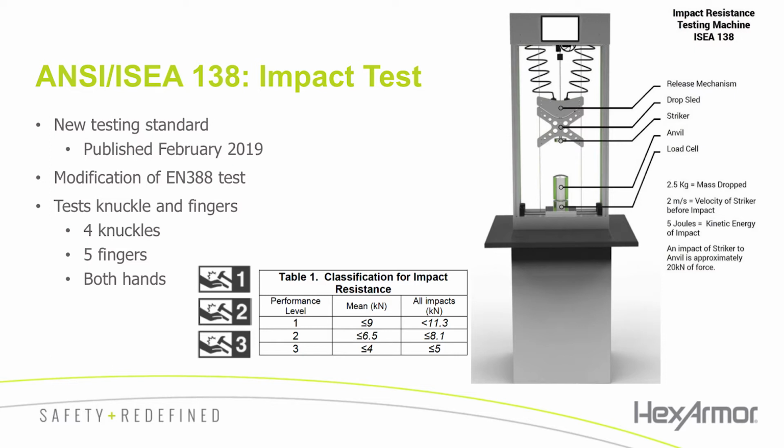It also provides results on a 1 to 3 scale instead of that pass-fail. And the levels are going to be noted on the packaging and spec sheets with a hammer striking the hand icon, followed by a 1, 2, or 3. So again, if you can see my screen, that's going to be in the lower left-hand corner. You can see the hammer striking the hand, followed by that 1, 2, or 3. That is how you're going to identify the levels for the ANSI ISEA.